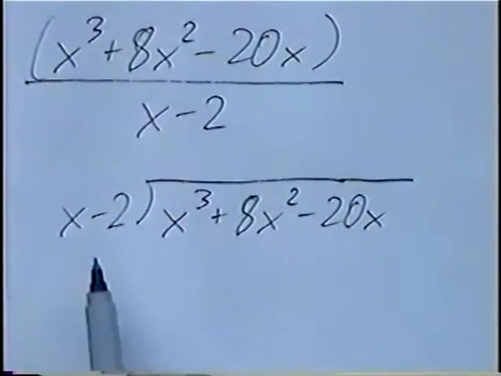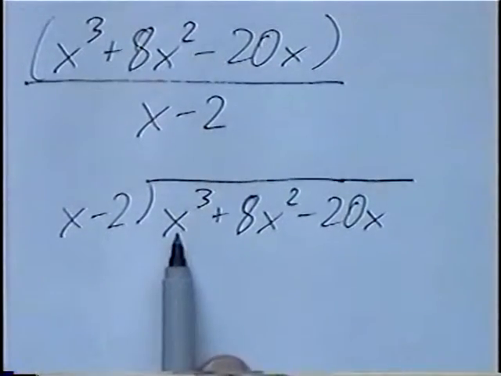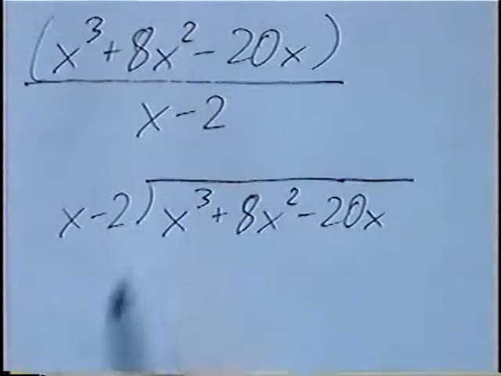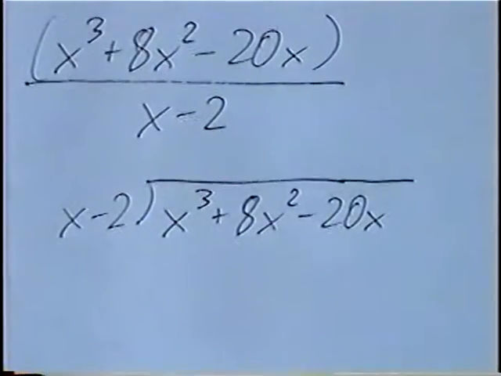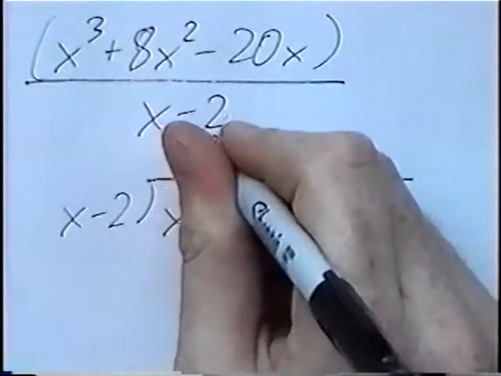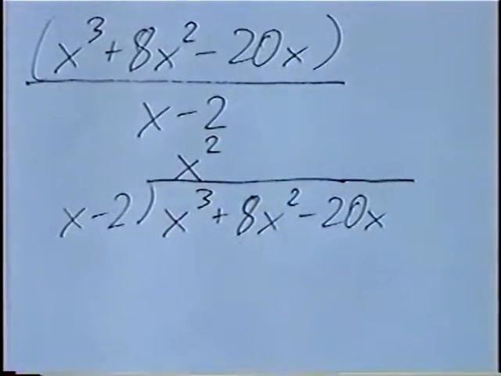To divide, we'll take the first term x, and the first term x cubed, and we'll divide x into x cubed, or you can think about x times what would be x cubed. In this case, we'll have x squared, because x squared times x will be x cubed.